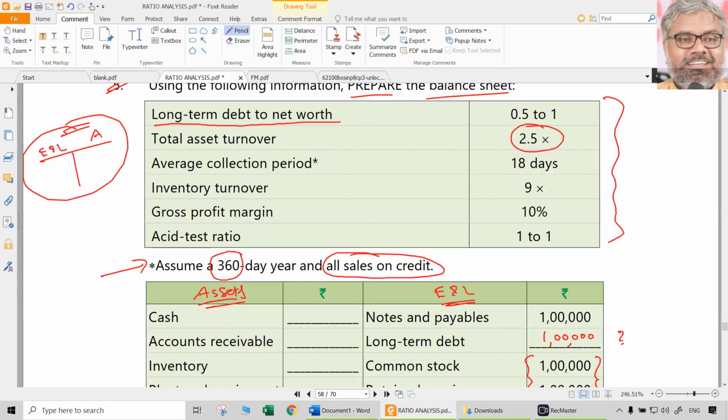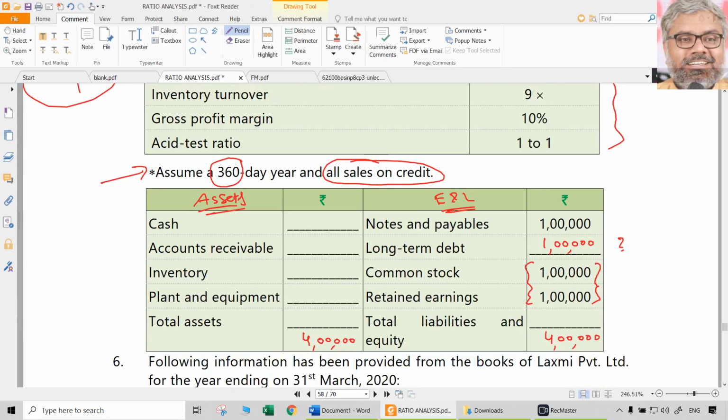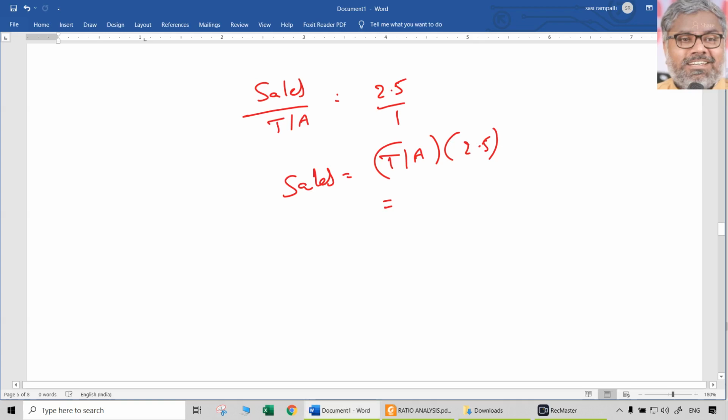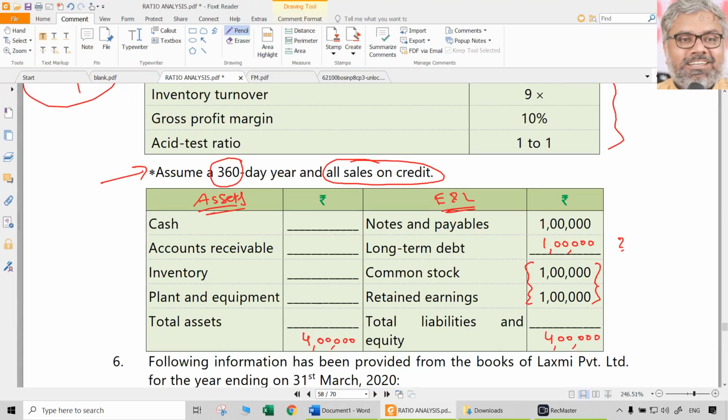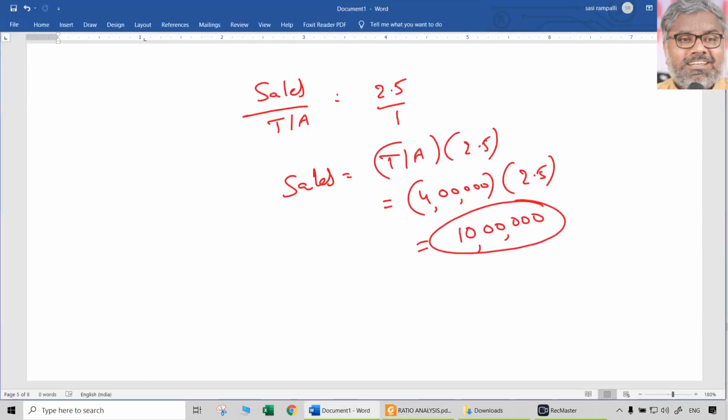Total assets we already know, because total assets is equal to total of equity and liability side. That is 4 lakhs. So 4 lakhs multiplied with 2.5 will be automatically 10 lakhs. What is this? Sales. Is it useful for our balance sheet? Directly no. But it is useful later.